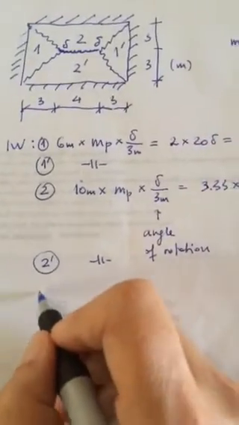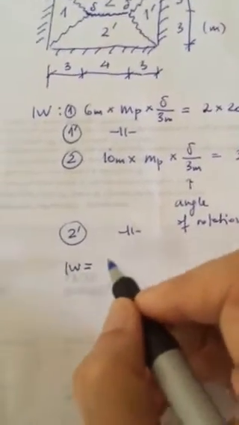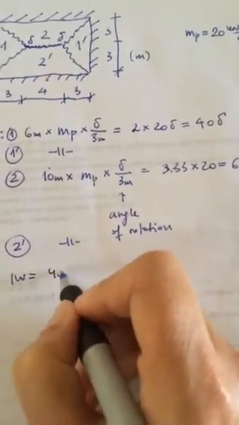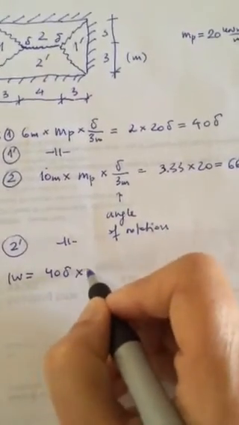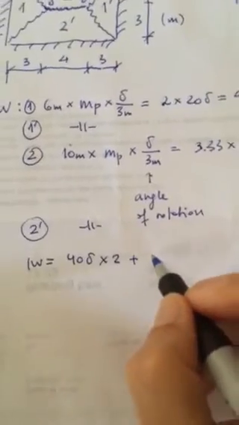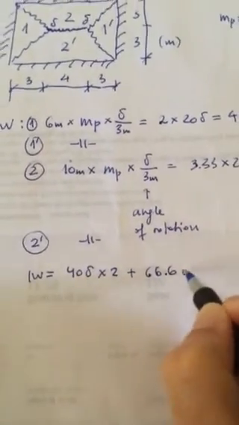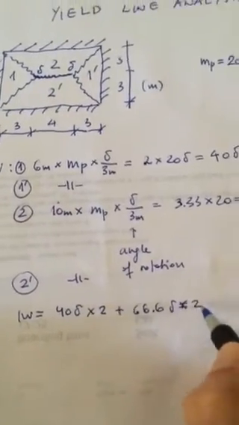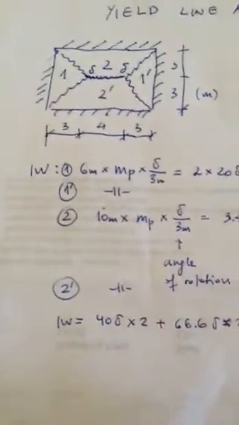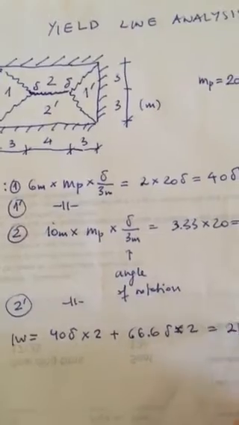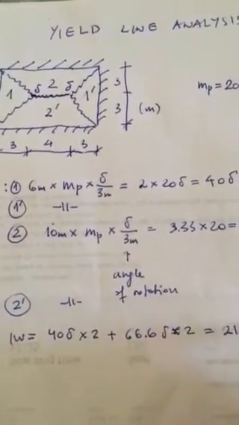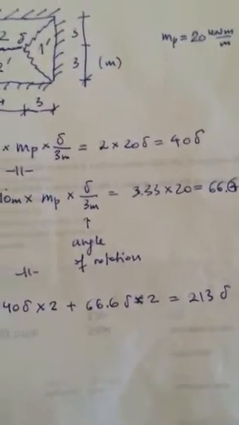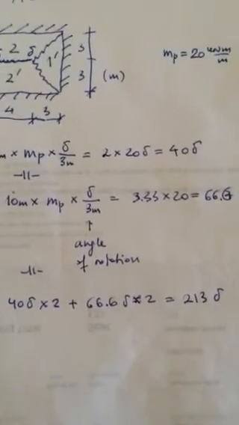So the total internal work is 40 delta times 2 plus 66.6 delta times 2, and that is 213 delta. So that is the internal work.